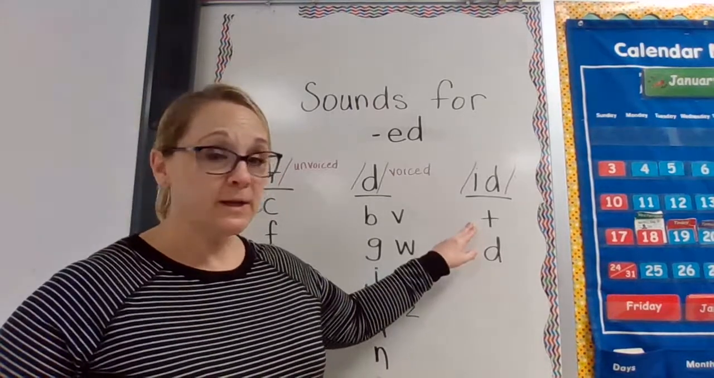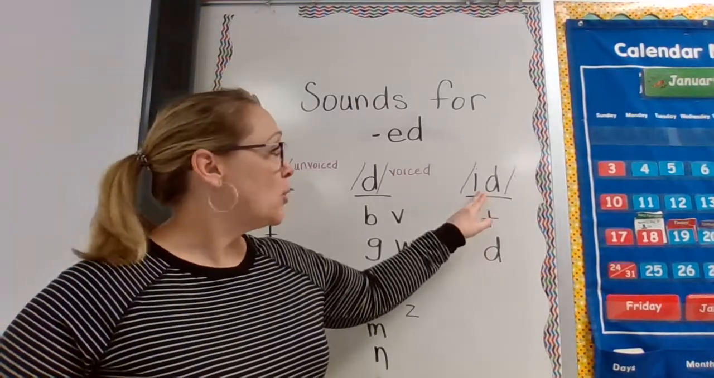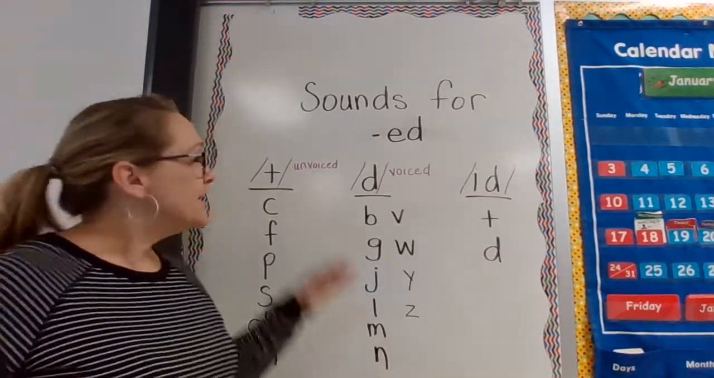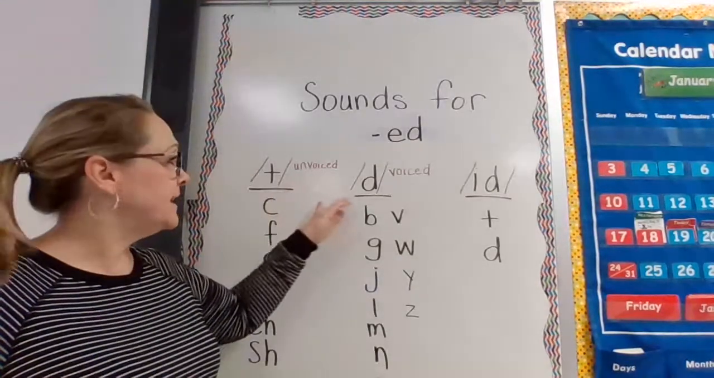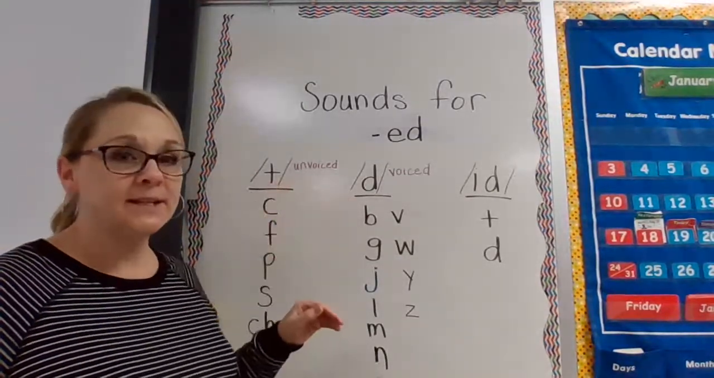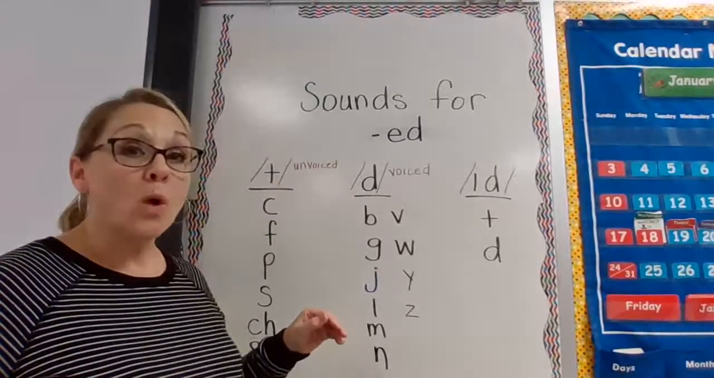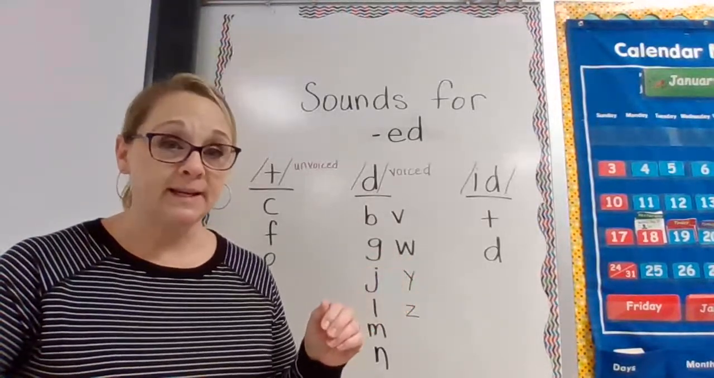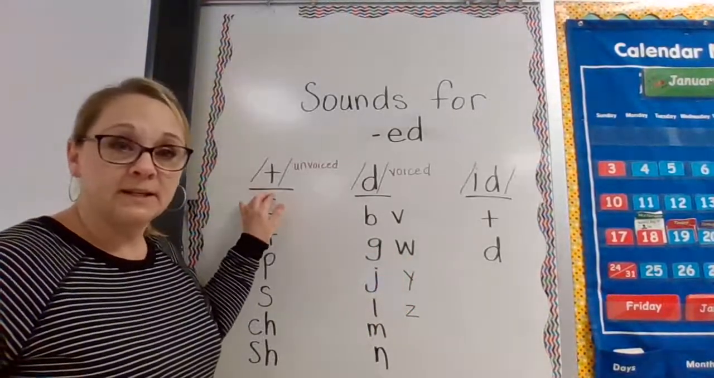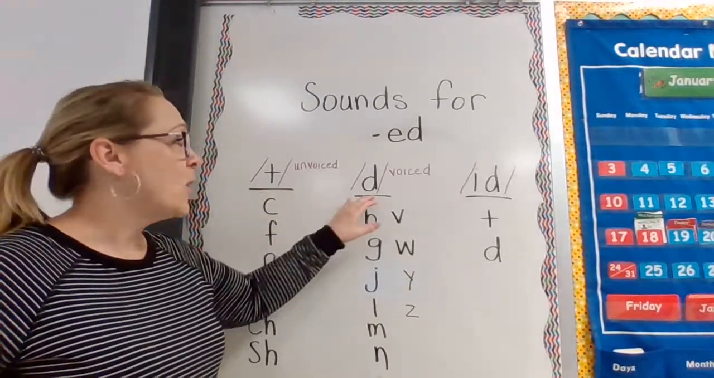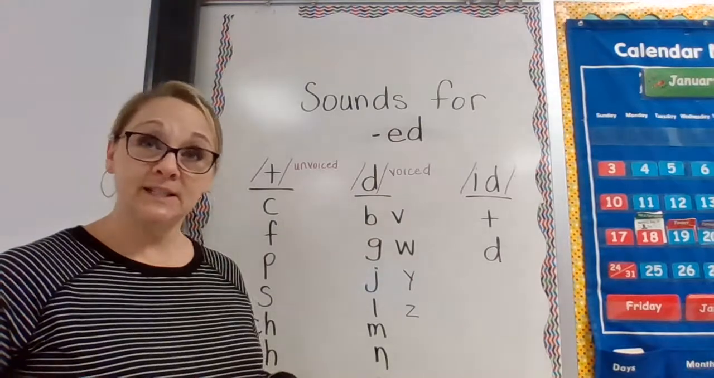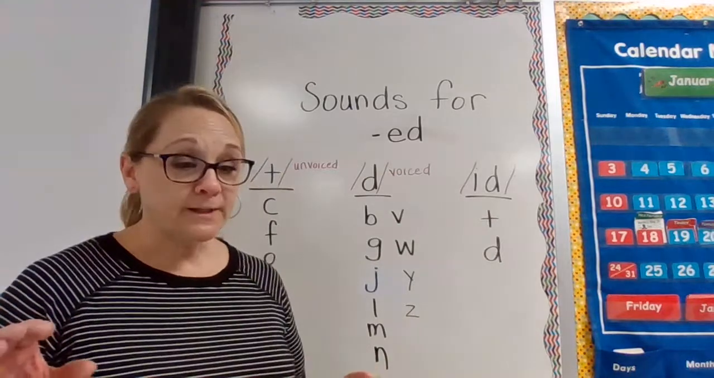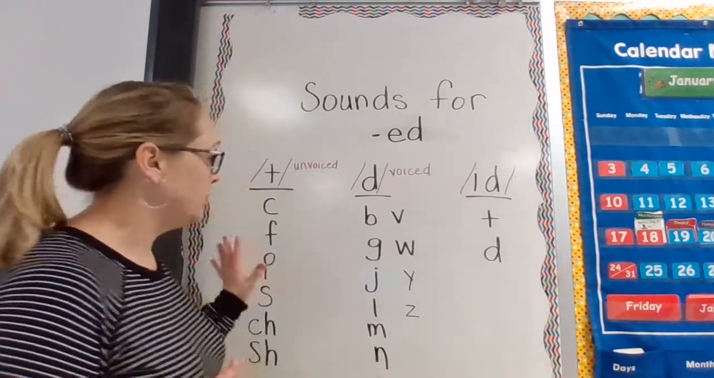Now, when a word ends with T or D, you're going to make the id sound for inflected ending ed. Because if you tried to say the T sound, like in the word want, when we add ed to want, it becomes wanted. If we tried to say "wanted" with a t sound, that wouldn't make sense. So it's wanted.